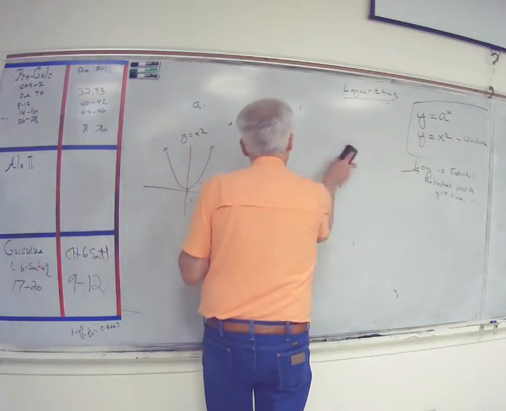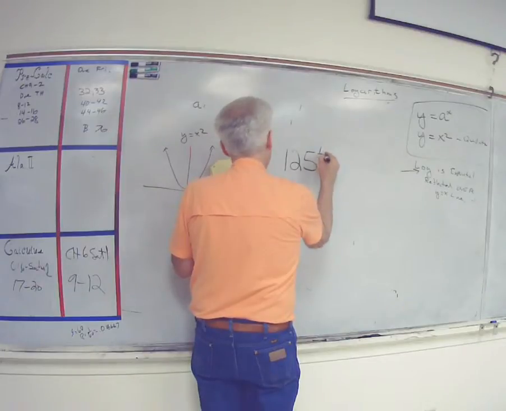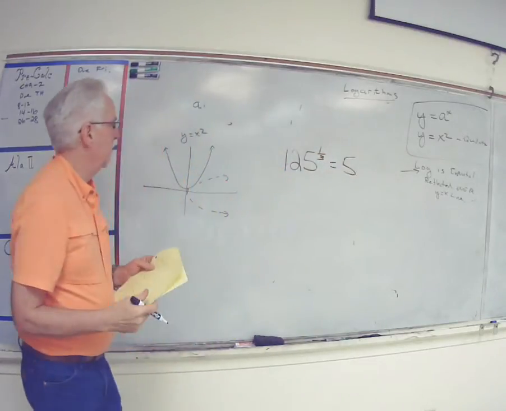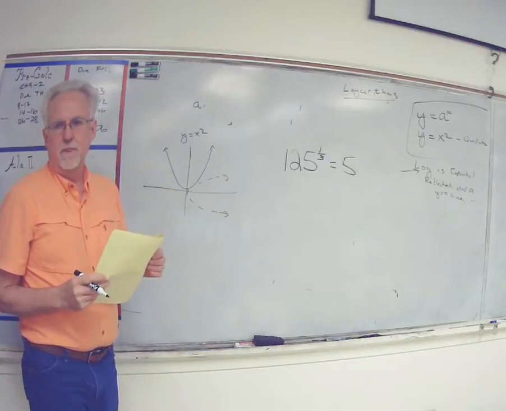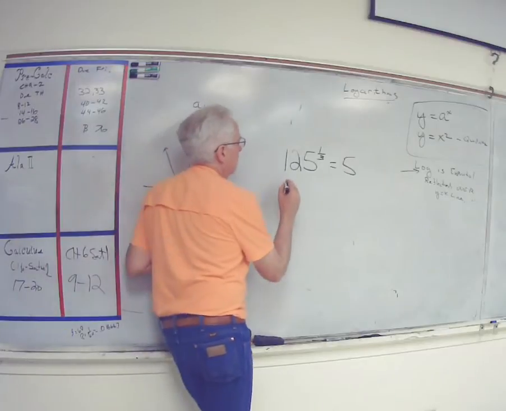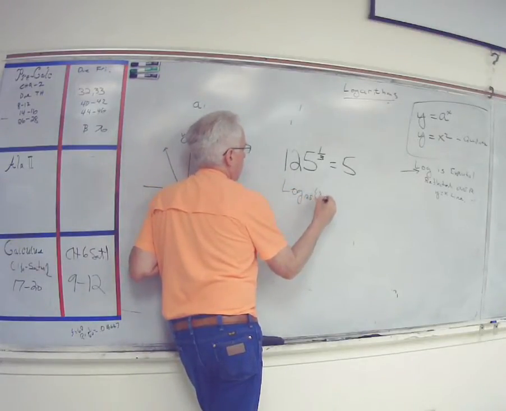Okay, let's see. Braden, I think you're good at these, so I'm going to have you help me with this one. 125 to the 1/3 is equal to 5. Okay, Braden, this is in what form? Exponential. And I want to go to what? Logarithm. Okay, so what do I do? Log base 125 of 5 equals 1/3.